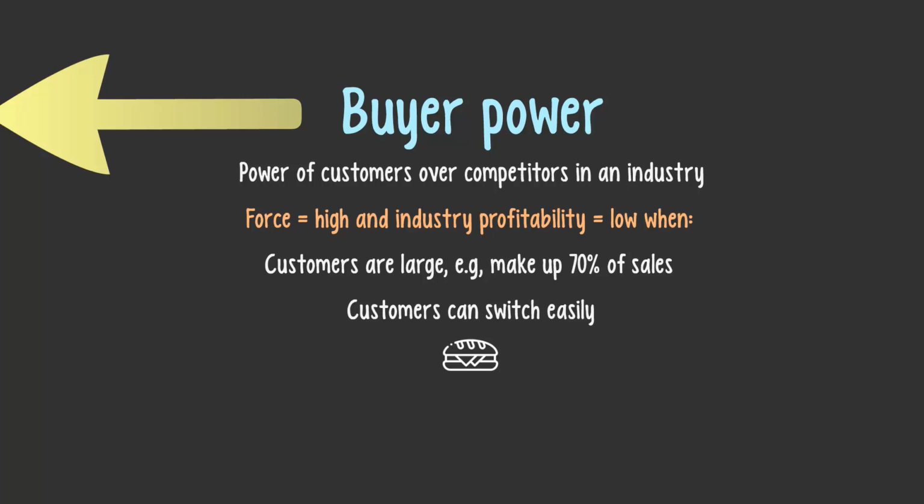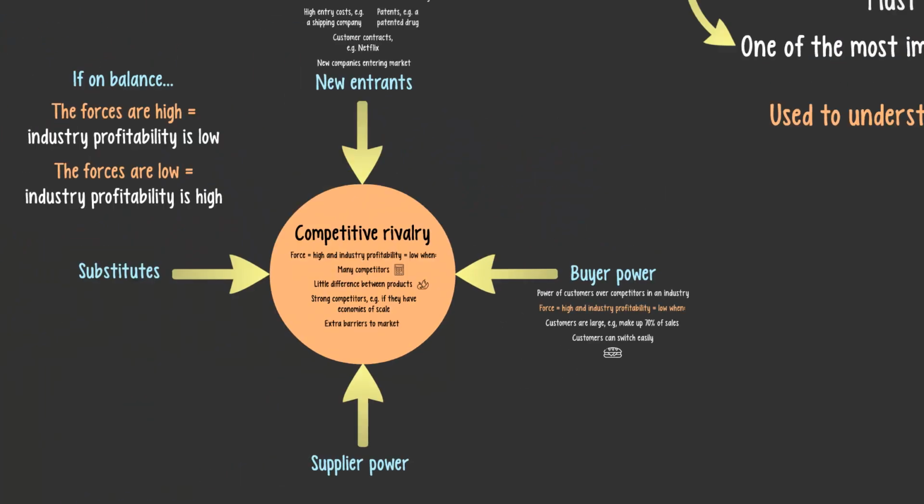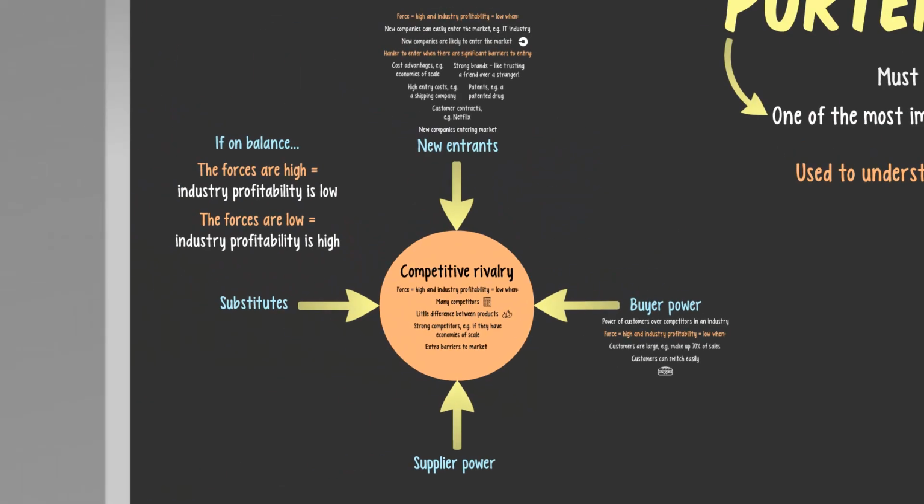So there we go. That's buyer power. Force is high if buyers have power, and industry profitability low because the industry wouldn't have the power. Let's zoom back out to our 5 forces.